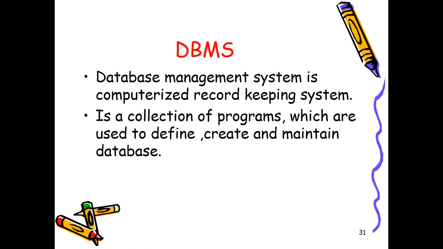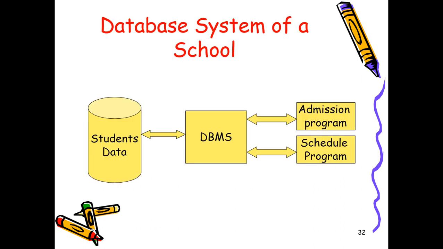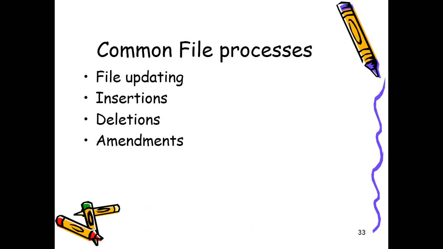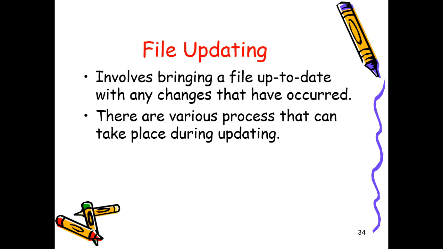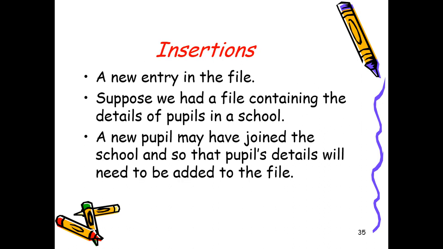Common file processing: file updating, insertion, deletion, amendment. File updating involves bringing a file up to date with any change that can occur. There are various processes that can take place during updating. Insertion means you enter data, a new entry in the file. Deletion means you want to delete a record: if a pupil moves to a new school, the pupil's details need to be removed. Amendment means change: if you want to change any field, such as an address or phone number, you can.